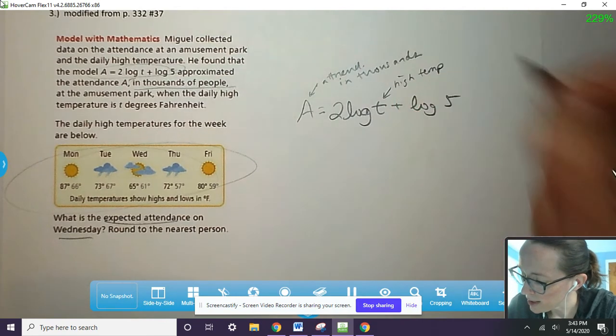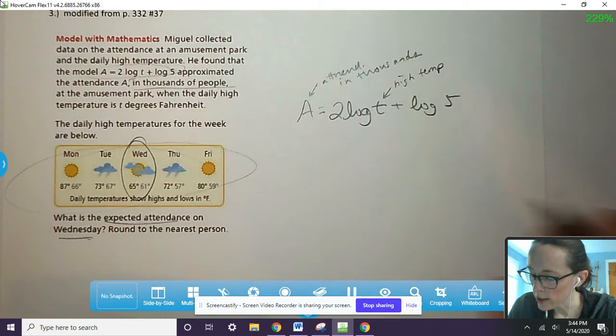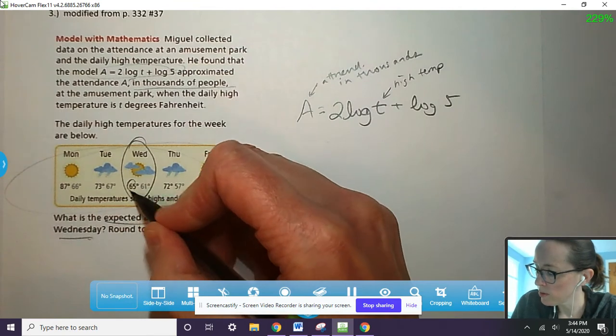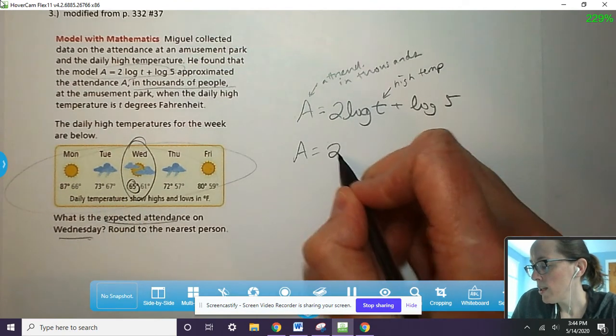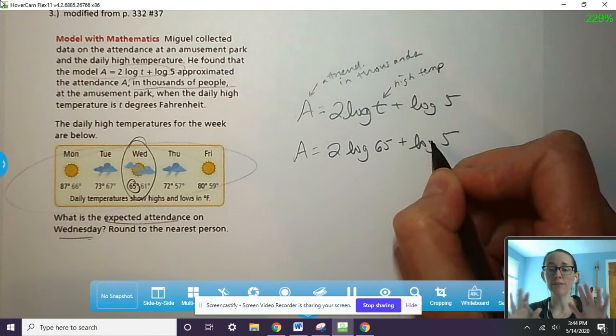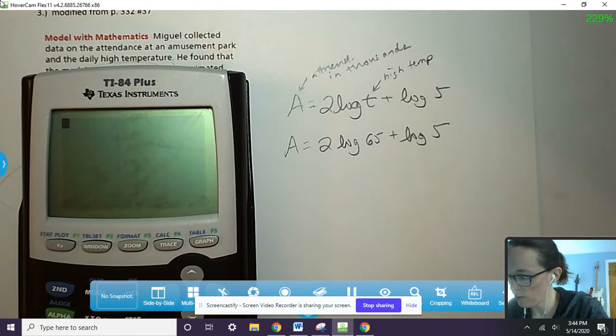So if we're interested in the expected attendance on Wednesday, we want to look at Wednesday. The low is 61, the high is 65. So 65 is what we want to use. And all we need to do is plug 65 in here. And again, you totally could graph this and solve it that way. But I think if you look at what we have, it's pretty quick just to plug in.